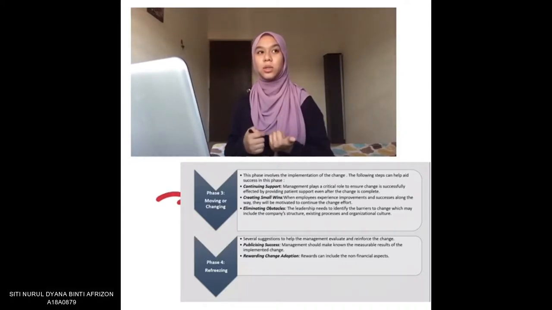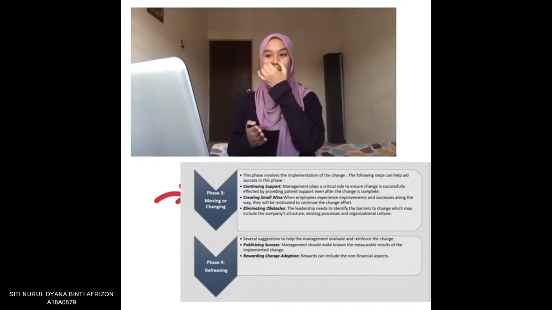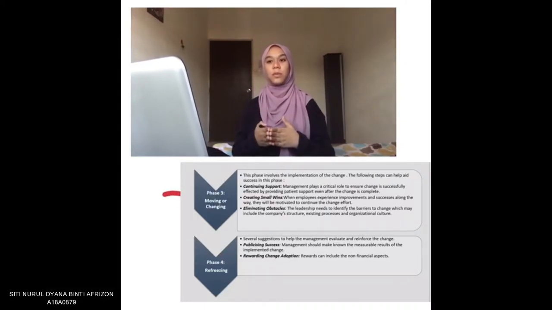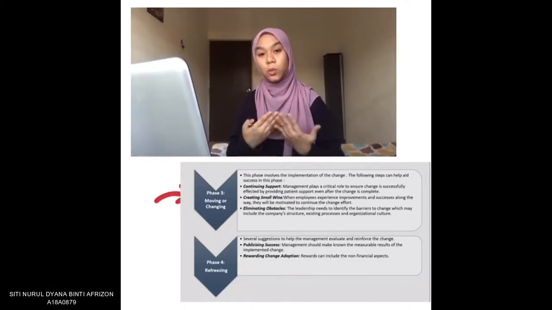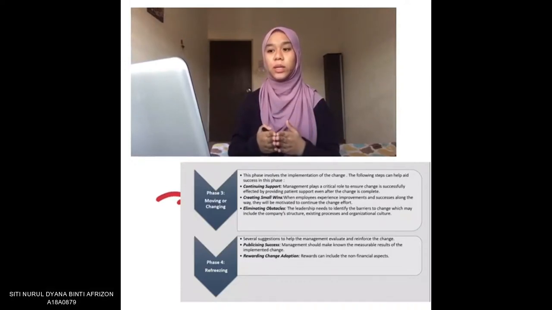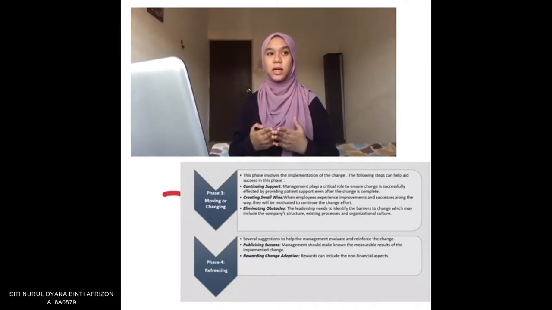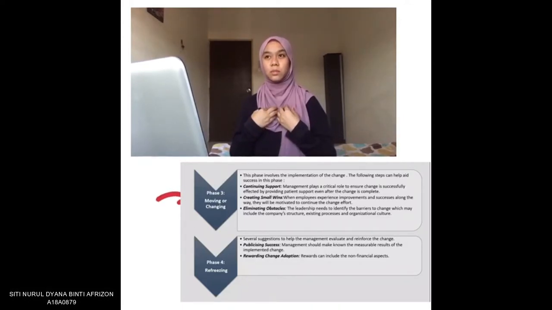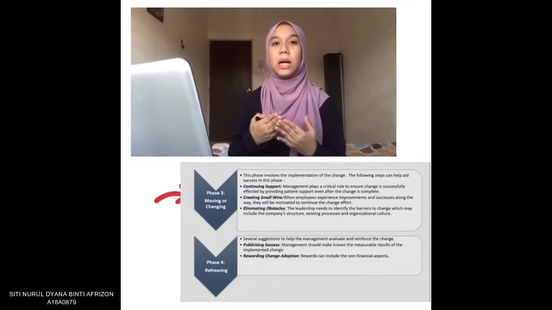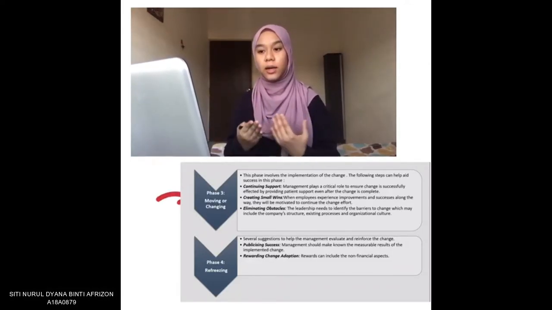So continuing support when the management plays a critical role to ensure change is successful by providing operational support after the change is complete. The second one is creating small wins. This happens when the employees' experience is improved and they see success along the way. So the employees can be more motivated after they get their positive part to continue the change effort.